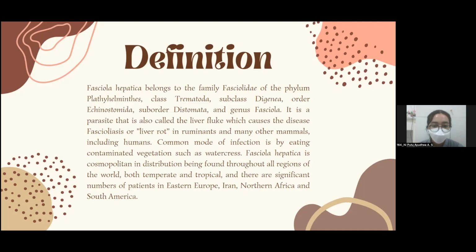The common mode of infection is by eating contaminated vegetation such as watercress. Fasciola hepatica is cosmopolitan in distribution, being found throughout all regions of the world, both temperate and tropical, and there are significant numbers of patients in Eastern Europe, Iran, Northern Africa, and South America.